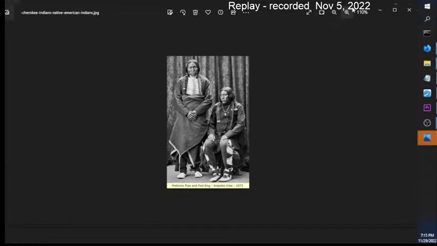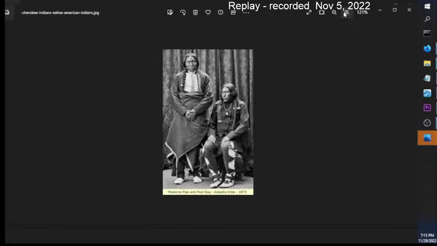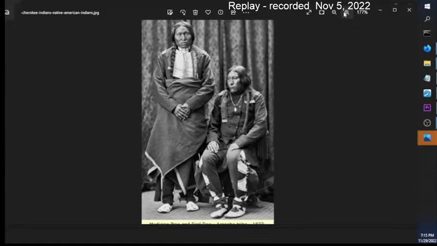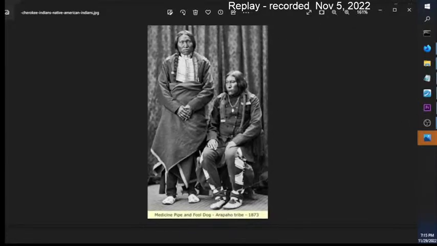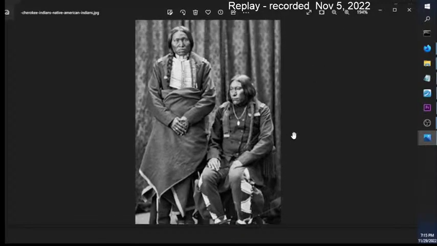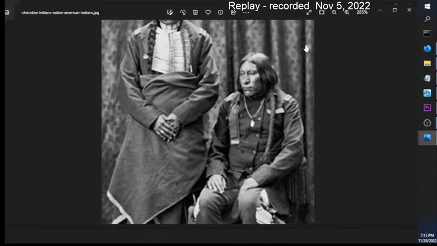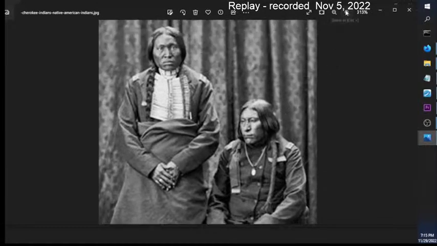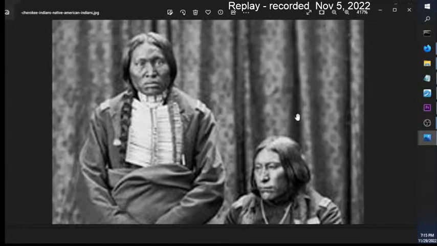Named Medicine Pipe and Food Dog from the Arapahoe tribe, 1873. All right. Clearly, you know what I'm saying, these guys are black. They're not white, they're not Mexican. Look at the face. Of course, they're not happy. They had their land stolen from them. You know what I mean? They're pretty upset, you know? I wouldn't be smiling either.